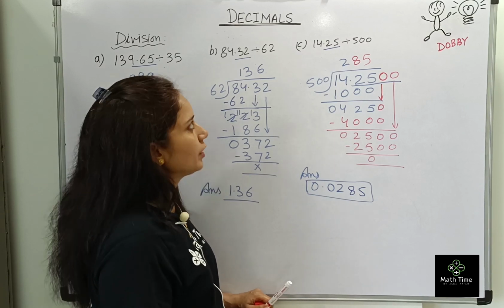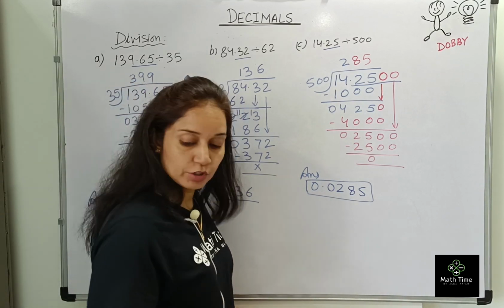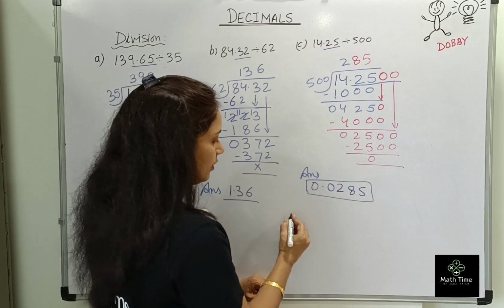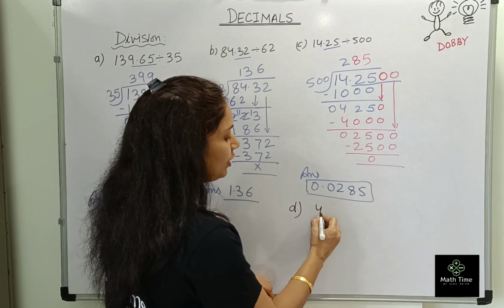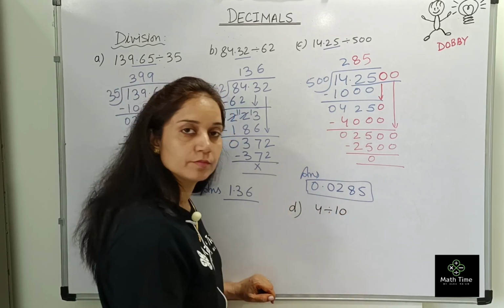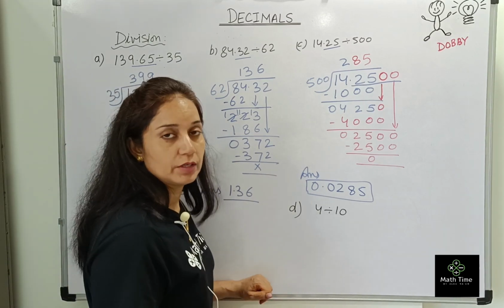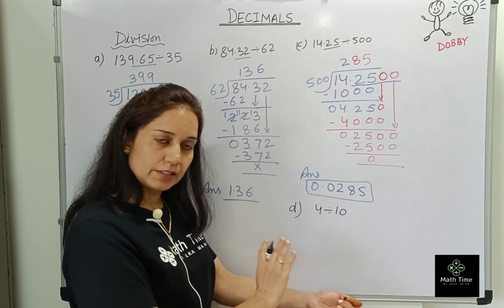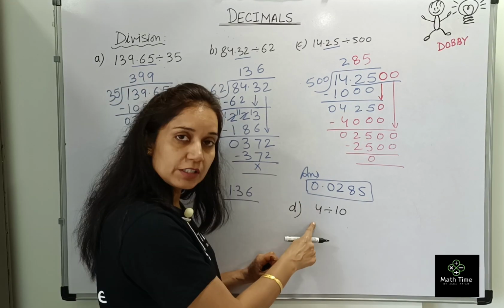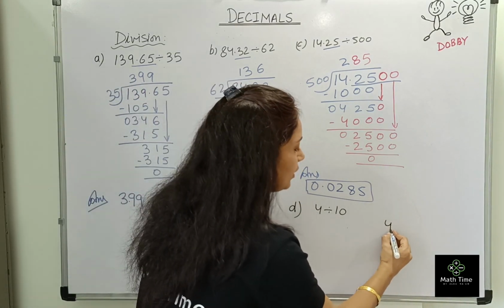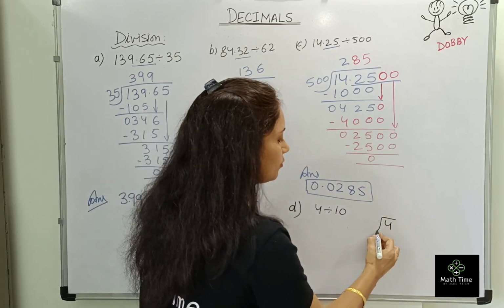0.0258. Okay. Now let us do one more question. It is also very interesting. D part, 4 divided by 10. Okay. 4 smaller number, 10 bigger number. Now don't think that you will switch their places. 4 is the dividend, the first number, so it will come inside only, and 10 is the divisor.